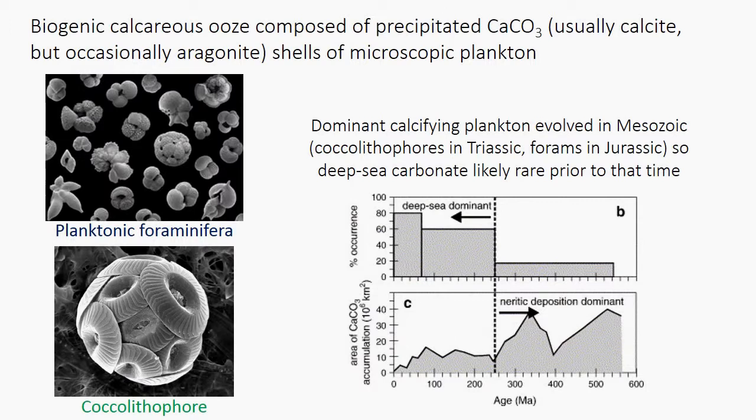These shells are made of precipitated calcium carbonate formed by things like planktonic foraminifera and by coccolithophores. Both of these are single-celled organisms that make their shell from calcite. A few use aragonite, but not too many. Interestingly, both of these groups evolved in the Mesozoic, so there likely would have been little, if any, deep-sea carbonate sediment, at least far away from the coastlines, prior to that time. So unlike today, most carbonate in the Paleozoic, for example, would have been deposited in shallow coastal, or what are called neritic, environments.